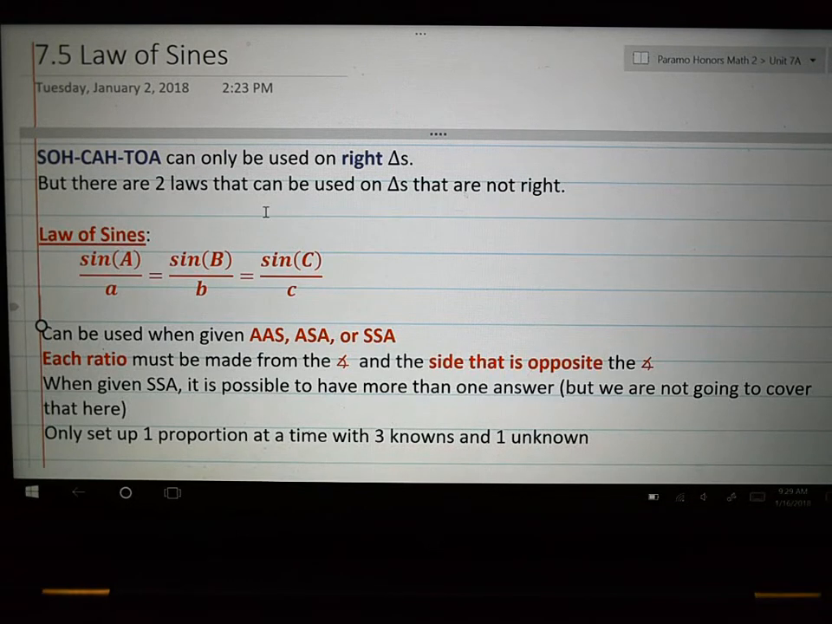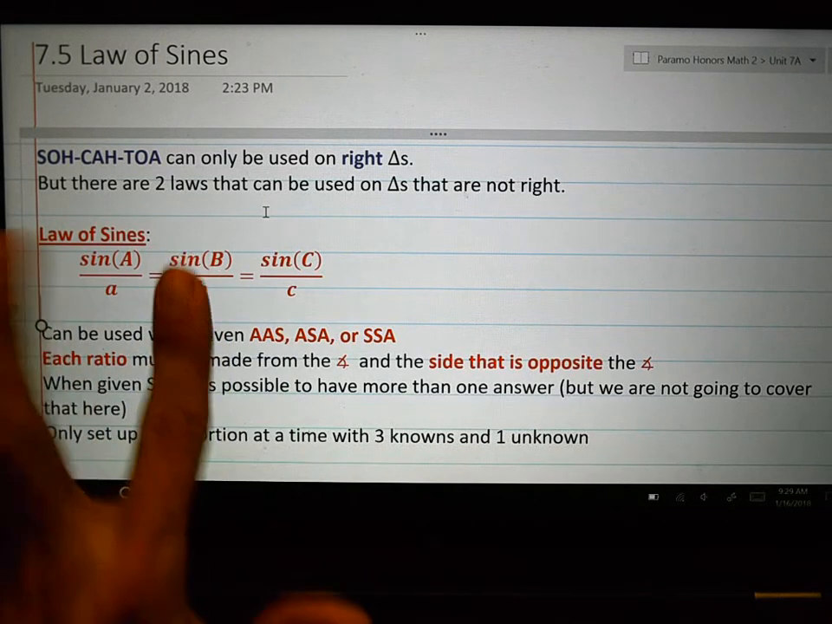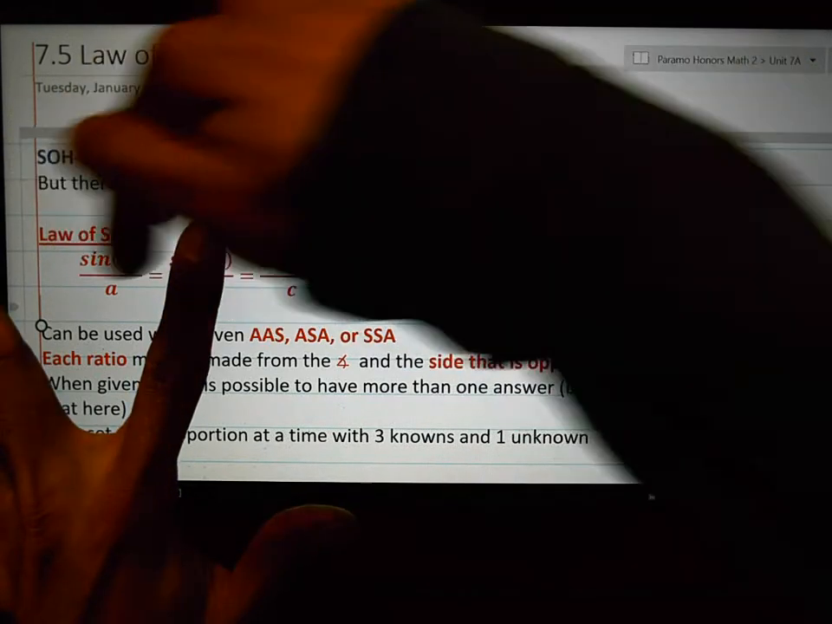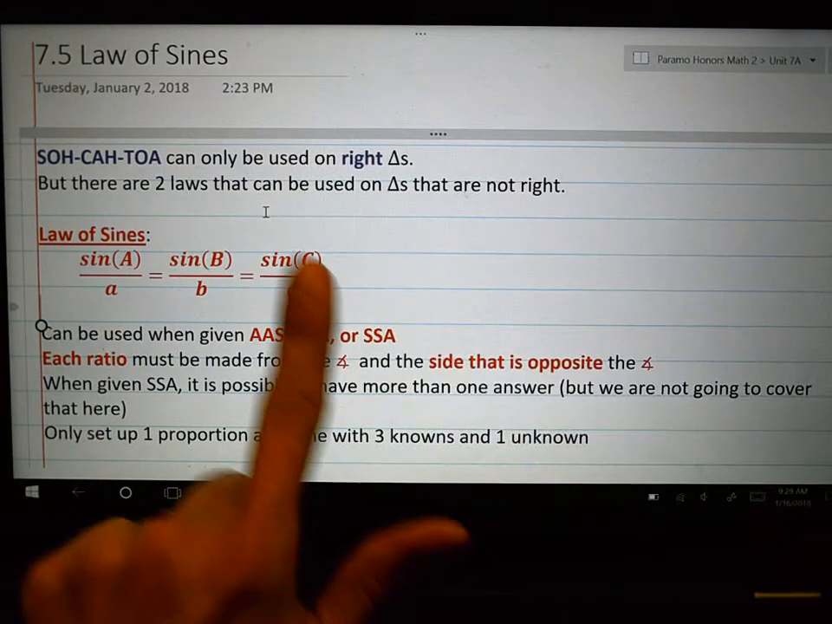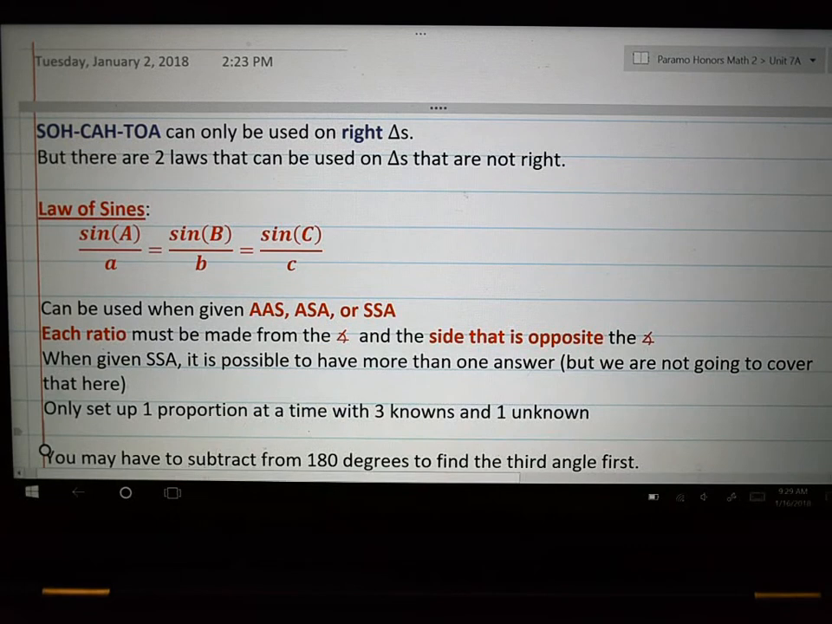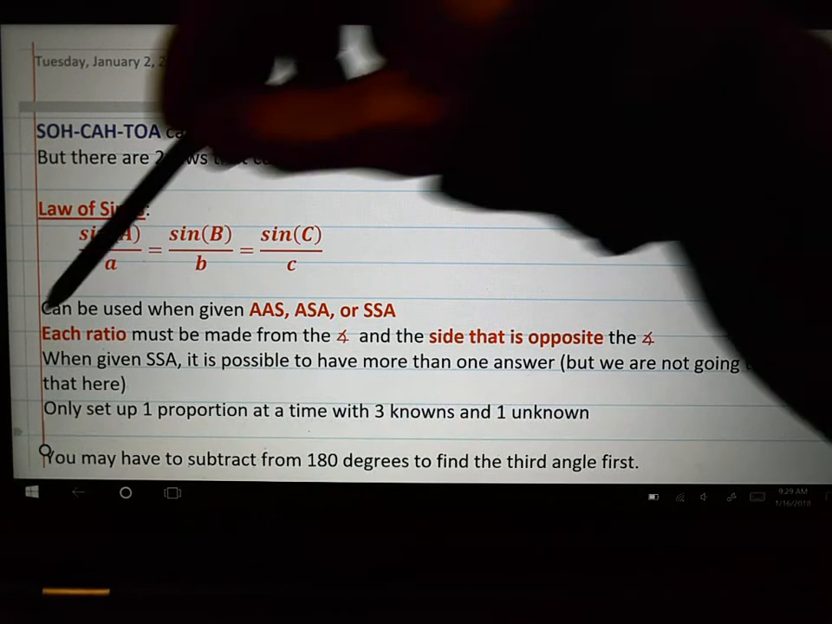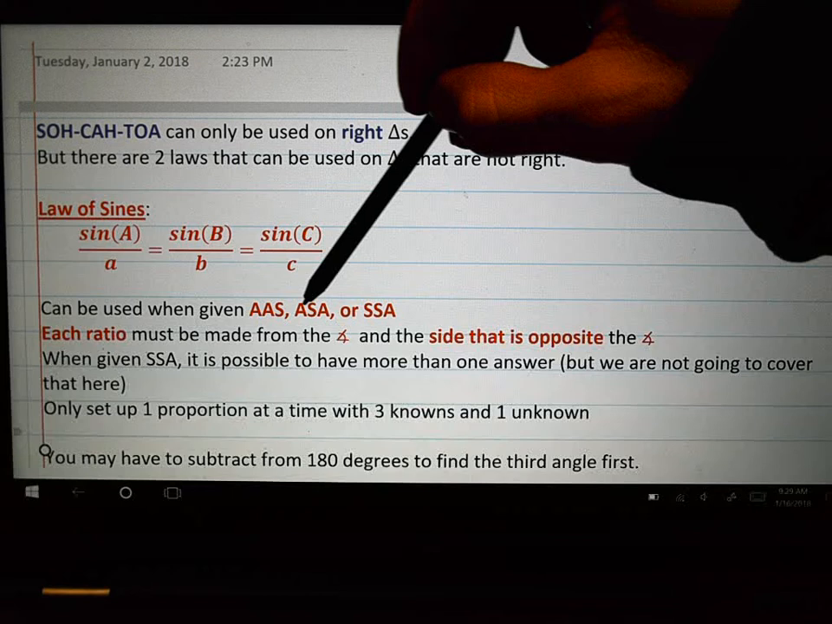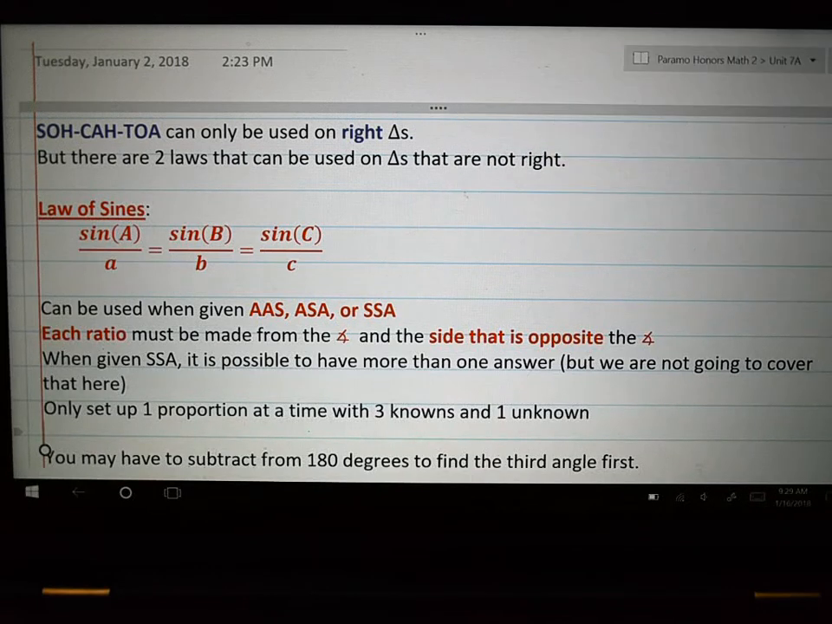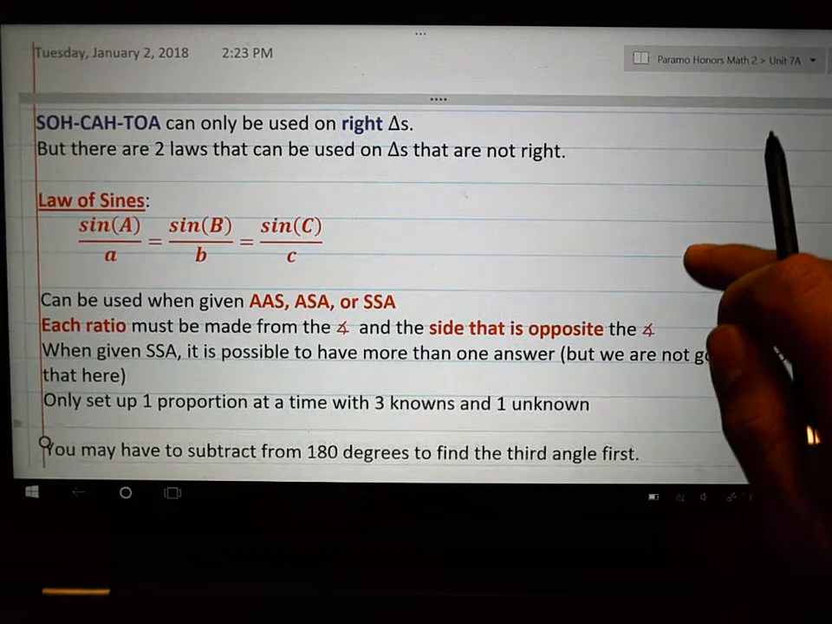So the first one that we're learning in 7.5 is called the law of sines, and it has these three ratios equal to each other. You will only use two at a time, meaning, like if I cover up this middle one, you will use these ones, or you're going to use these two, or you're going to use these two. You will not use all three at the same time. You are going to use two at a time. Okay? They can be used when given angle, angle, side, or angle, side, angle, or side, side, angle, which was one of those ones that we couldn't use earlier on.